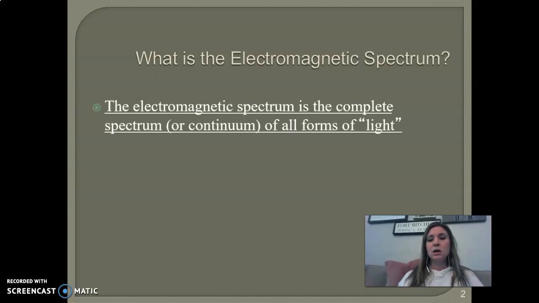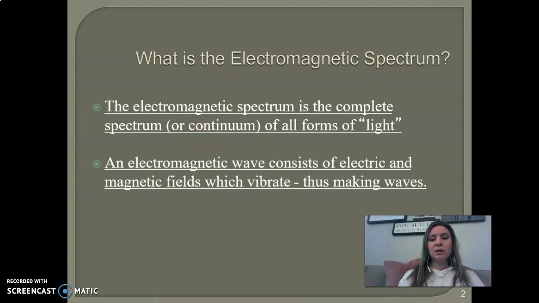It comes in different forms, and it's also in the form of light, and I feel like that is probably the most confusing. So once again, this is thermodynamics, this is our radiation, and it can move through anything, so it does not need a medium. The electromagnetic spectrum is the complete spectrum, and it is all forms of light.